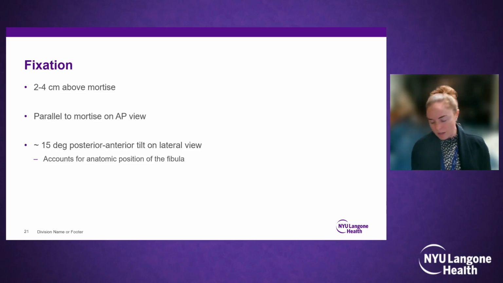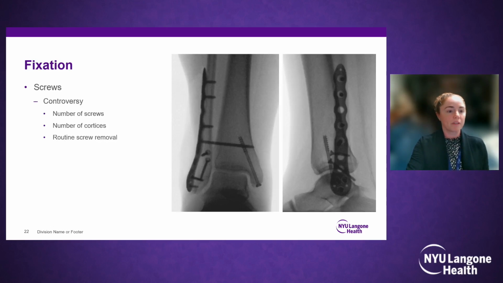Once you decide you've got your reduction good, you're ready to go, how do you fix the syndesmosis? So there are a couple different strategies. So first, you want to fix it 2 to 4 centimeters above the mortise. You want your fixation to be parallel on the mortise view, and then you typically have to drop your hand about 15 degrees because the fibula tends to sit a little bit posterior. You can either use screws or you can use tightrope technology to fix the syndesmosis.